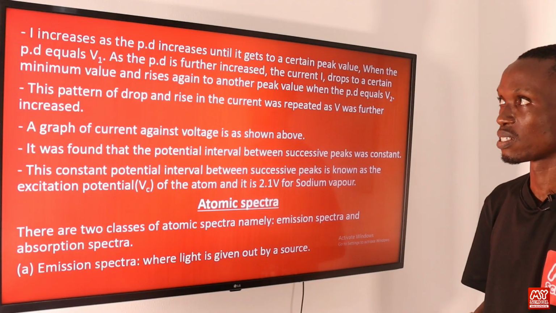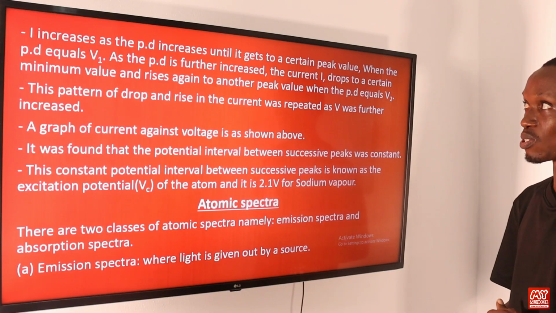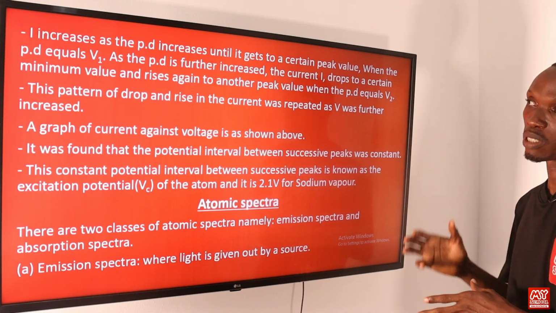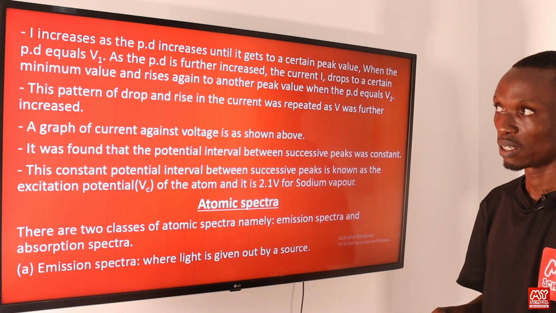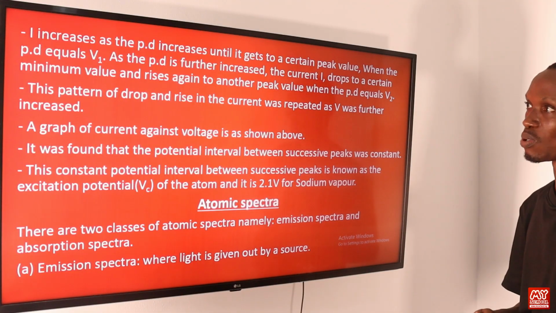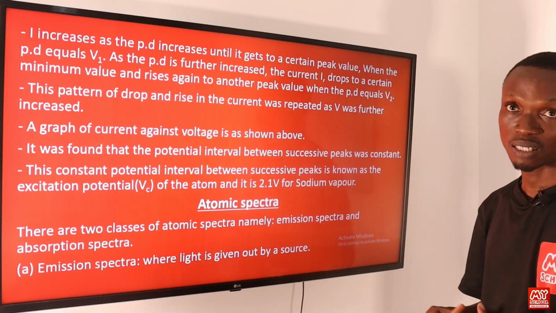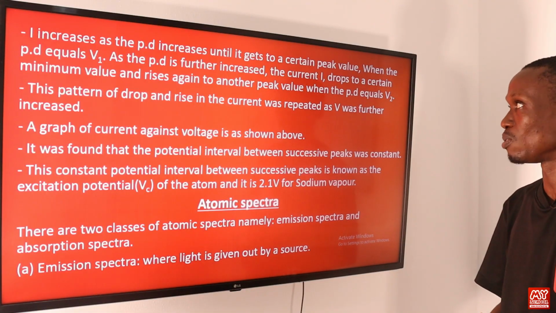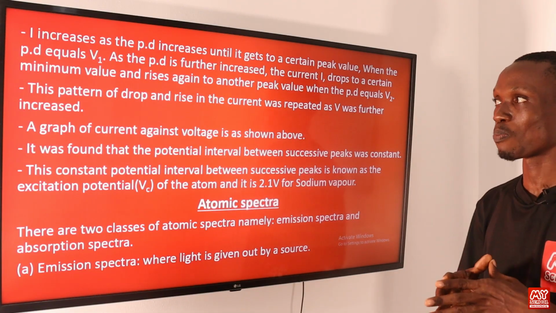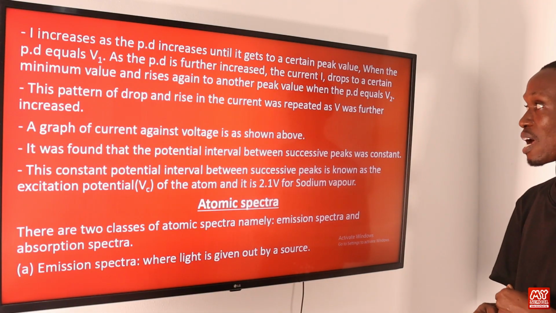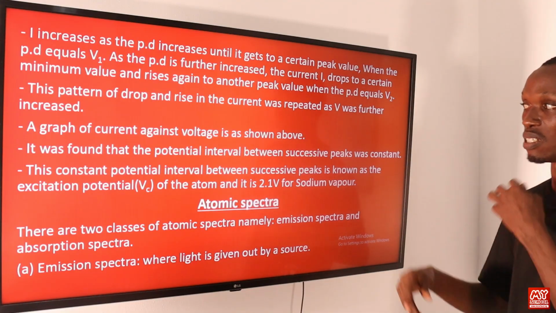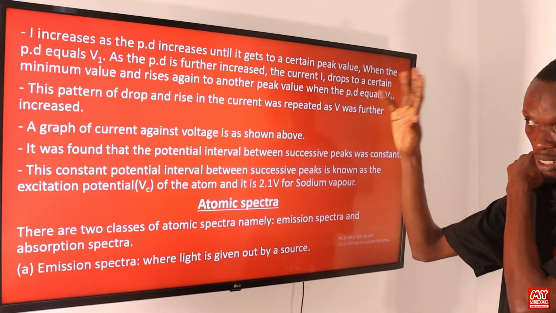Now, I increases as the potential difference increases until it gets to a certain peak value. When the potential difference equals V1, as the potential difference is further increased, the current I drops to a certain minimum level and rises again to another peak value when the PD equals V2. So this pattern of drop and rise in the current was repeated as V was further increased. So a graph of current against voltage is as shown above.